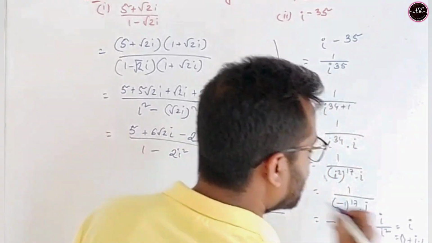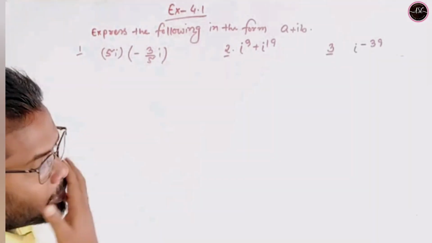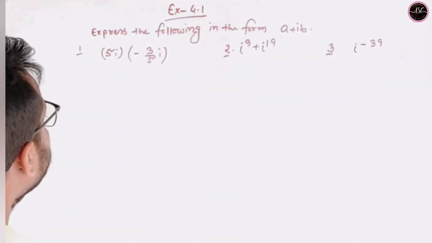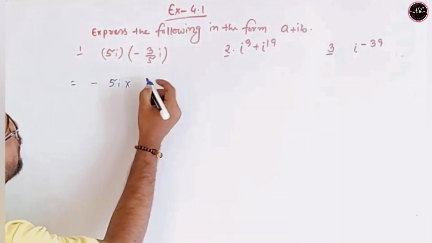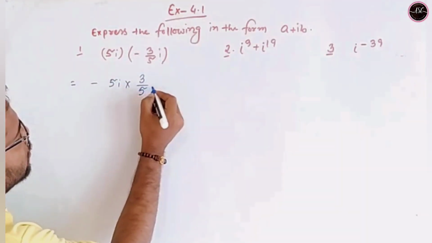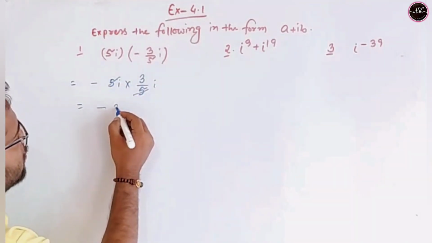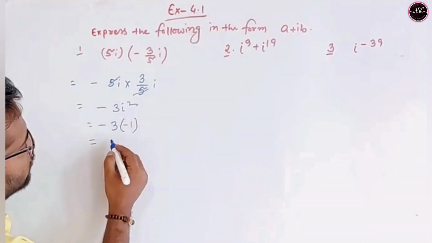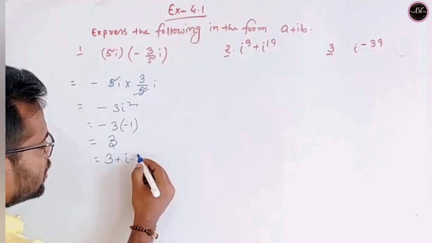Okay. Now we will do exercise number 4.1 of your NCERT textbook. Look at this question. Express the following in the form a plus ib. So here, just simplify this. You get minus of 5i into 3 by 5i. So here 5 will be cancelled, and here minus of 3i square. So i square equal to minus 1, so minus minus will be positive, will be 3. So this can be written as 3 plus i dot 0.